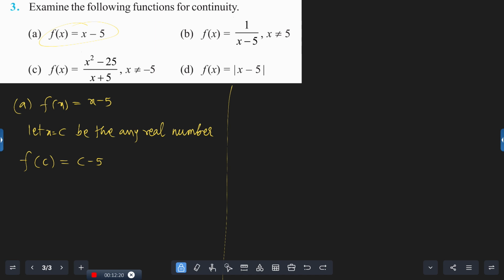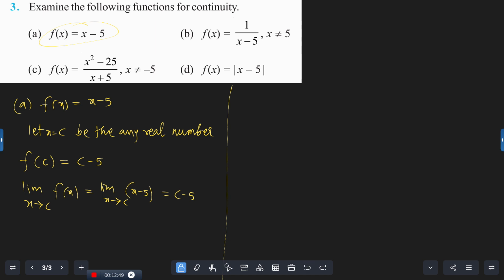Now the limit value, limit x tends to c. Instead of the x value, I am giving x approaching c. c can be anything from the reals. Limit of f of x equals limit x tends to c of x minus 5. Instead of x we have to replace c, so that is c minus 5. Now you can notice function value and limit value both are the same.